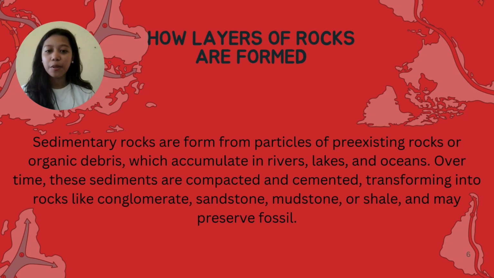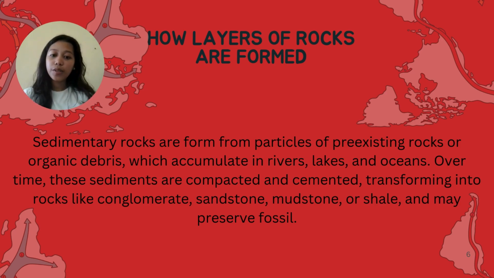Sedimentary rocks are formed from particles of pre-existing rocks or organic debris, which accumulate in rivers, lakes, and oceans. Over time, these sediments are compacted and cemented, transforming into rocks like conglomerate, sandstone, mudstone, or shale, and may preserve fossils. So the rock layers are formed by erosion and weathering of mountains, and the particles are transported and deposited in the sedimentary basin. Then the sediment particles are cemented over hundreds of years to form layers. These sediments are deposited horizontally by gravity.